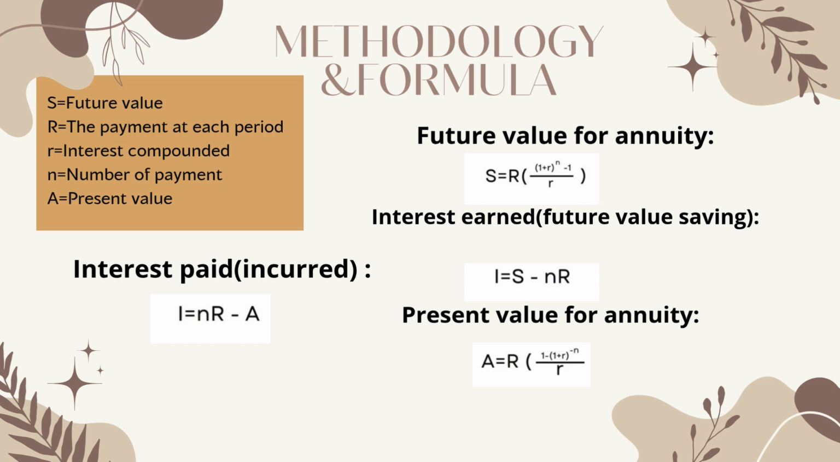Future value for annuity, S equals R, open bracket, open bracket 1 plus R, close bracket, power of N, minus 1, over R, close bracket. Interest earned, future value saving, I equals S minus NR. Present value for annuity, A equals R, open bracket 1 minus open bracket 1 plus R, close bracket, power of negative N, over R, close bracket.